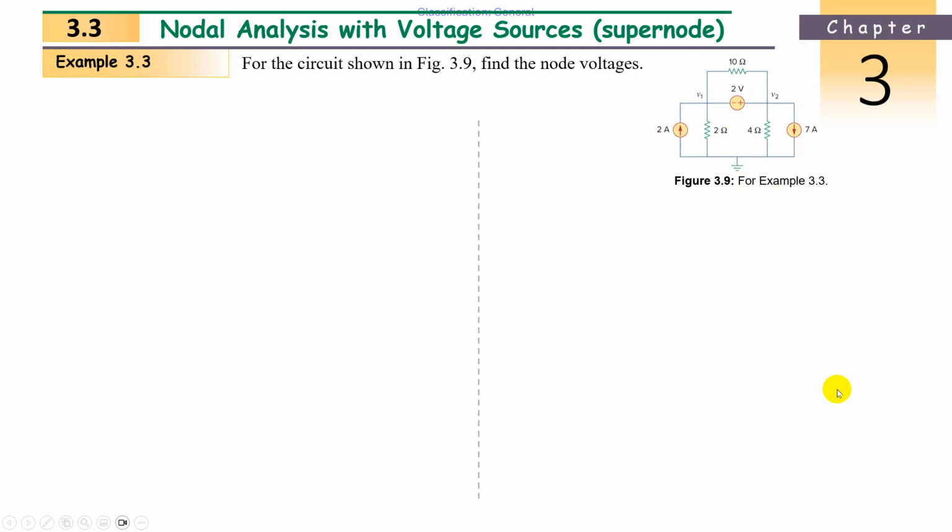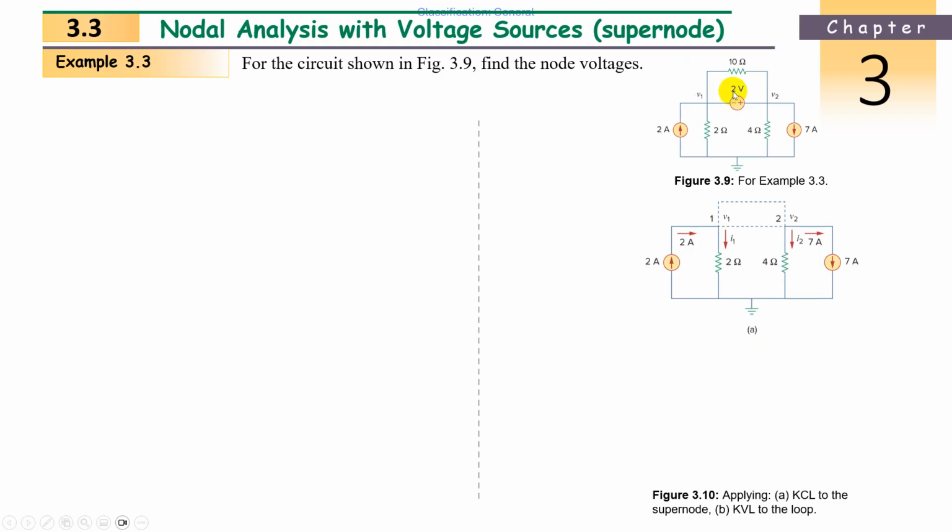There is no case 1. Case 2, what is case 2? When the voltage source is connected between two non-reference nodes. So it is there, and only case 2 applies. In case 2, what is the solution? We have to apply both KCL, Kirchhoff's current law, and Kirchhoff's voltage law for this supernode.